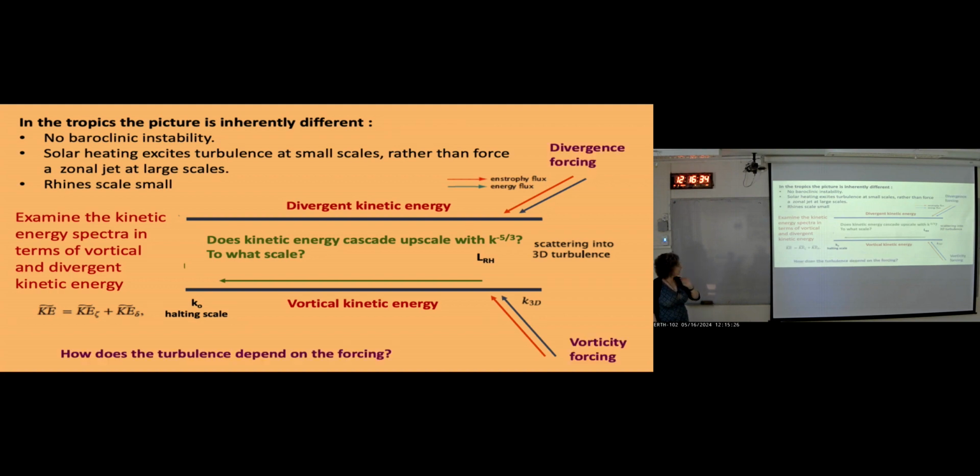And we'll also ask how this turbulent cascade depends on the forcing, how you enter it into the system. Because you can force vorticity, you can force divergence, you can force temperature or moisture fields, variability in these fields, and these excite both divergent and vortical energy.